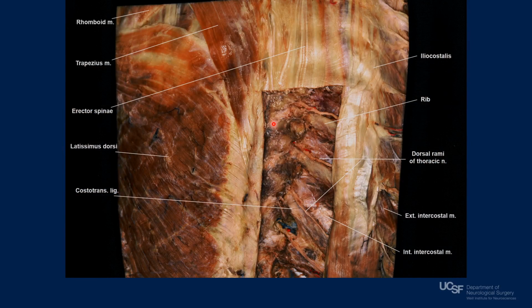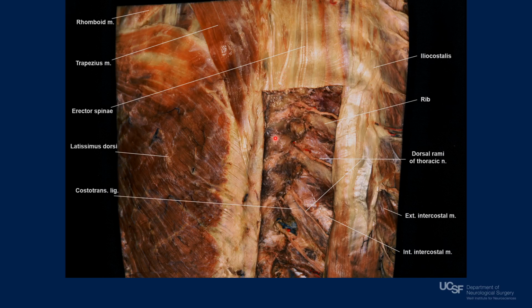This is a posterior view from superior to inferior, medial to lateral. We can visualize the superficial trapezius muscle that is attaching to the upper thoracic and cervical spinous processes, as well as the latissimus dorsi muscle that attaches to the mid and lower thoracic spinous processes.